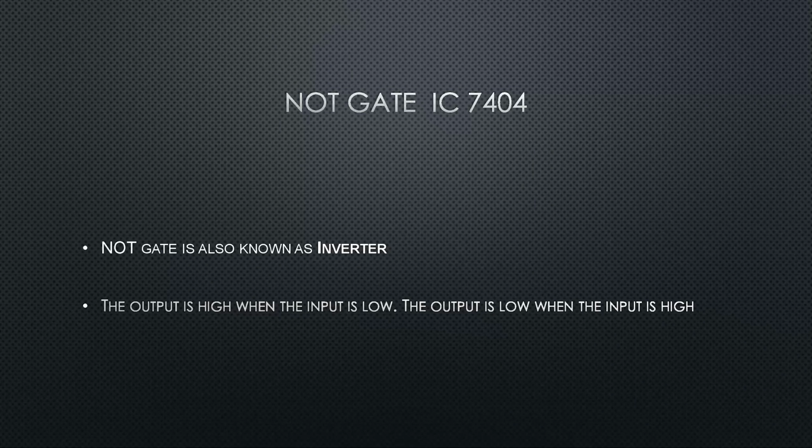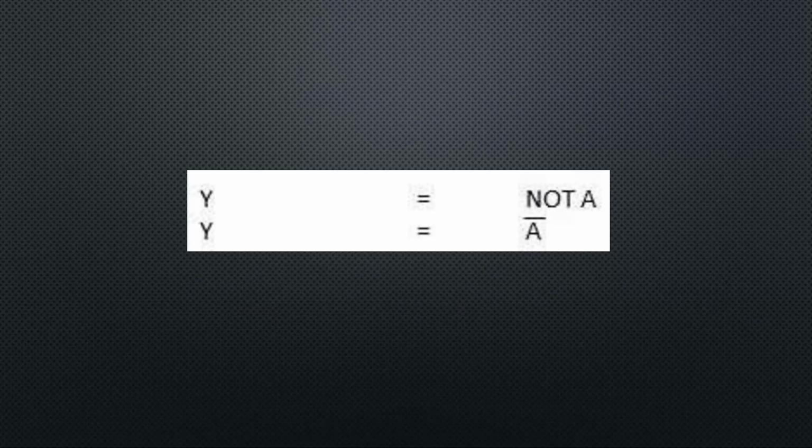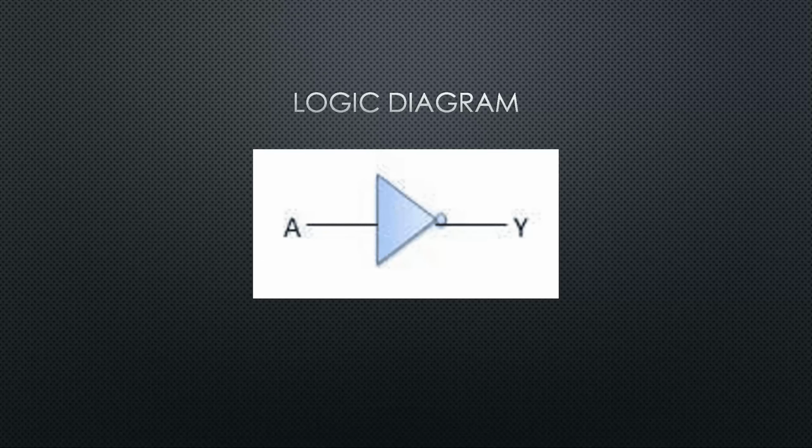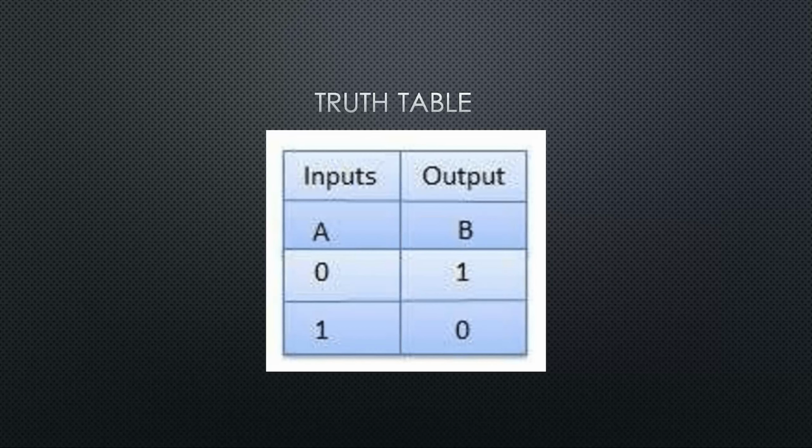NOT gate, IC 7404. The NOT gate is also known as an inverter. The output is high when the input is low. The output is low when the input is high. And this is how it is represented, with a bar. Logic diagram. Truth table.